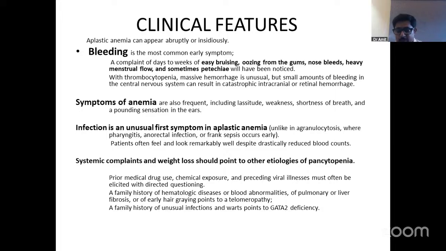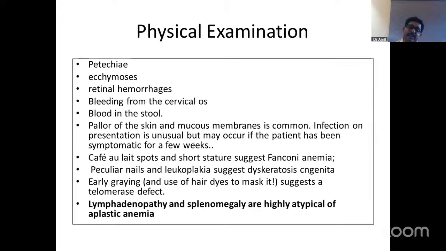So these are some of the clinical features. On physical examination, you'll see petechiae, ecchymosis, retinal hemorrhages, bleeding from various sites, blood in the stool, weakness, pallor of the skin and mucous membranes, cafe spots, short stature, peculiar nails, leukoplakia, early graying.